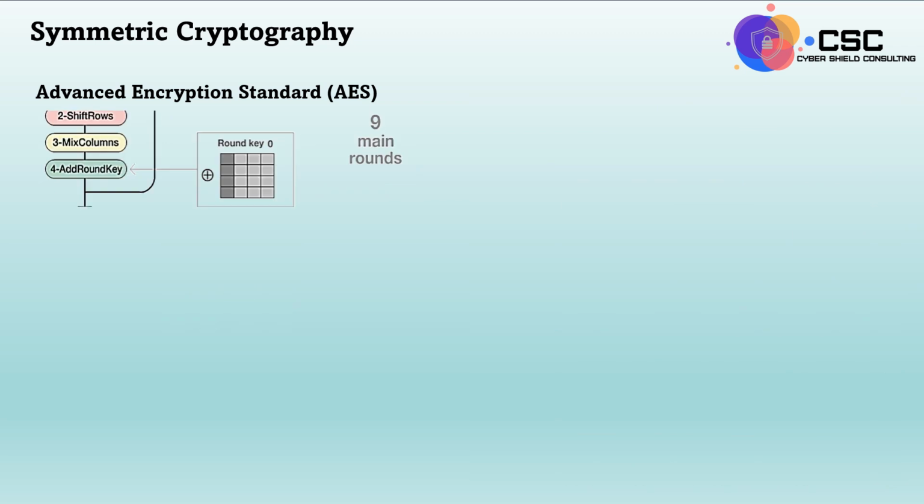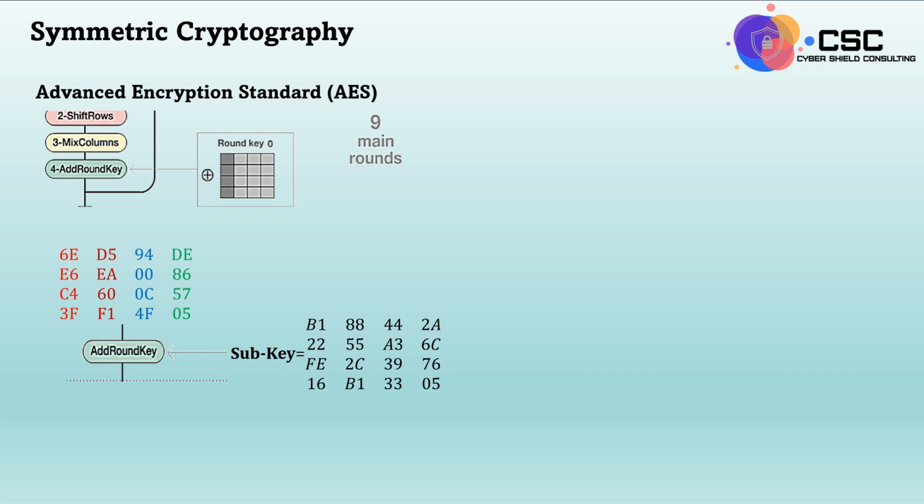Now that we have completed the mix columns transformation, we move on to the next step in the AES main round encryption, the add round key operation. In this step, we take our transformed state matrix and perform a bitwise XOR with the corresponding round key. Each byte in the state matrix is XORed with the corresponding byte in the sub-key matrix.